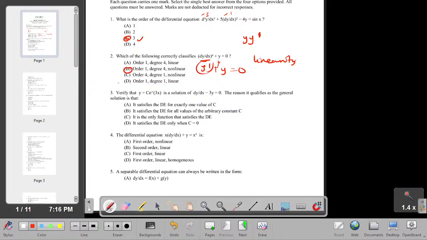Let's check number 3. It says verify that y is equal to e to the power 3x multiplying c is a solution of dy/dx minus 3y is equal to 0. Why does this qualify as a general solution of this differential equation? A. It satisfies the differential equation for exactly one value of c. B. It satisfies the differential equation for all values of the arbitrary constant c. And C. It is the only function that satisfies the differential equation.